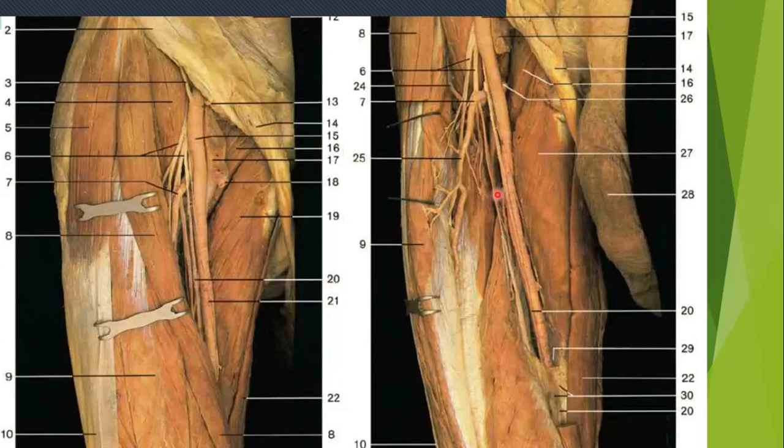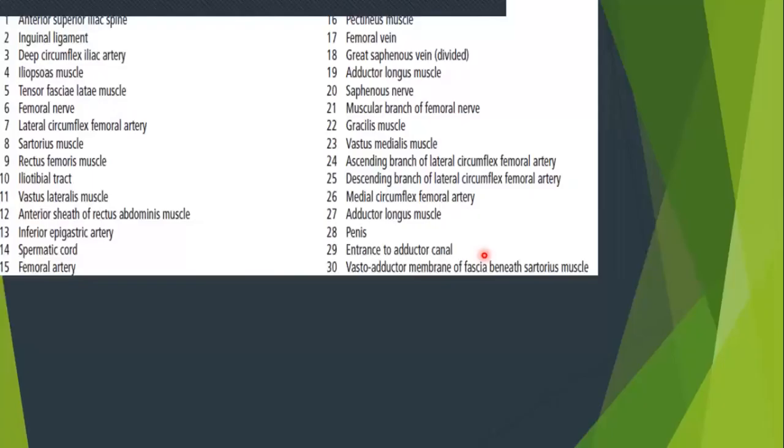Here you can see we have cut and removed the sartorius mass to expose the contents. You can see here, this is the femoral artery. You can see it is passing through the adductor hiatus here to go into the popliteal fossa. And these are the nerves. Okay. So the femoral vein might be lying posterior to the femoral artery or lateral to it.